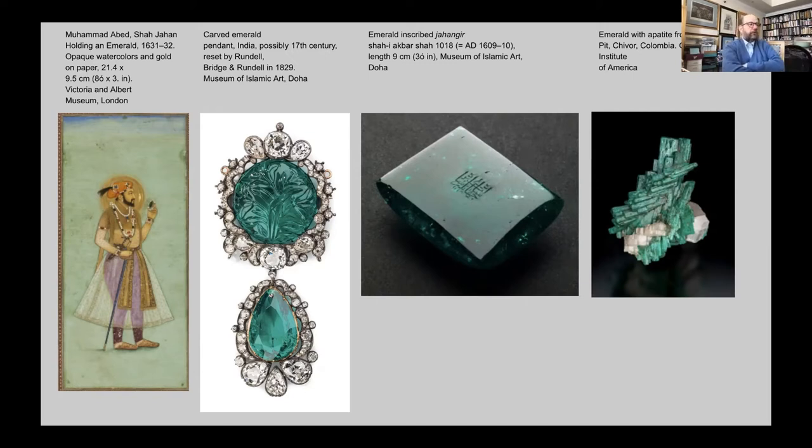The Mughals, of course, were very fond of gems. They imported pearls, for example, from the Gulf, and they mined gems in India. India is very rich in terms of gems, but there was a lot more demand than supply.